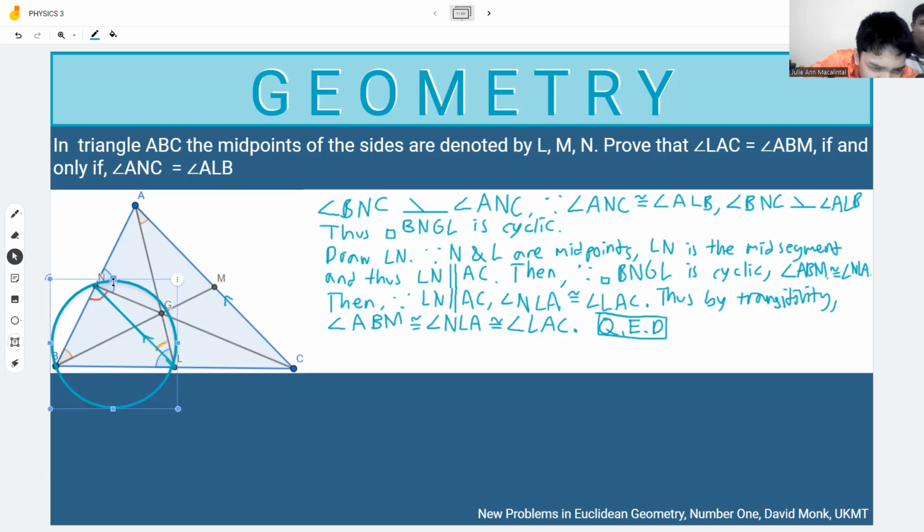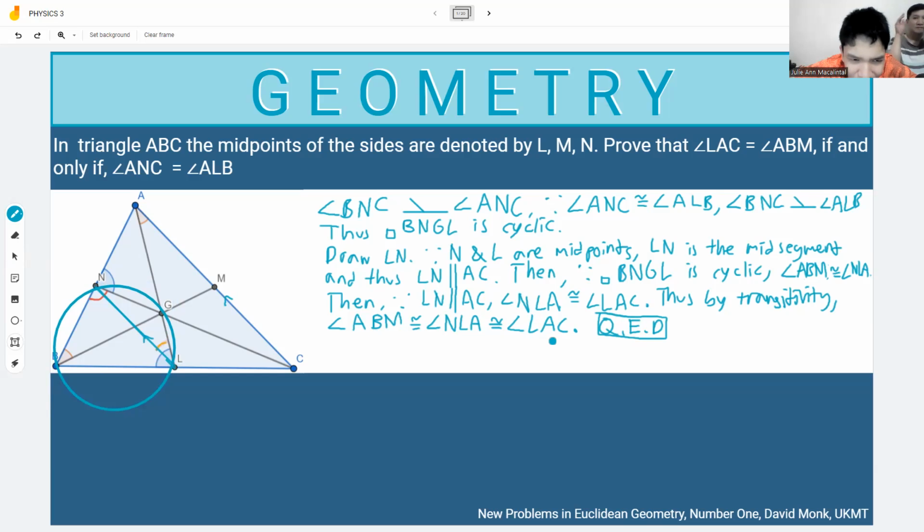We do a little bit of cheating here. So slightly imperfect, but of course you can see these are both intercepting the same arc, arc NG. So obviously they must be the same measure. Then NLA is congruent to ABM and it is congruent to LAC. So by transitivity, of course, ABM is congruent to LAC. QED.